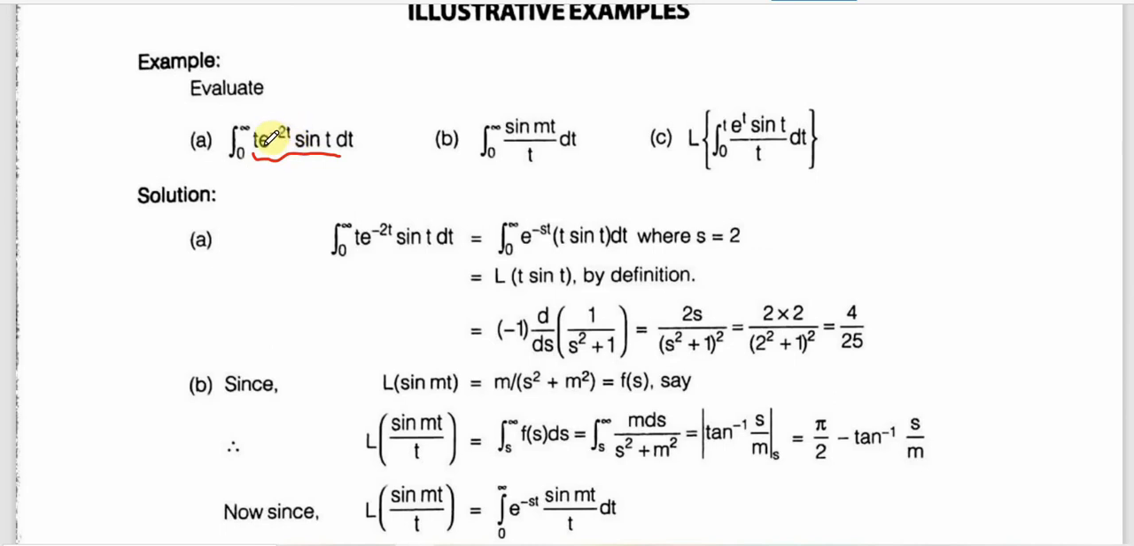See, if the integral from 0 to infinity of e to the power minus st into f of t dt is there, then it is the Laplace transform of f of t. So if we compare with e to the power minus st, here we have e to the power minus 2t, so s will be 2 here, and the function f of t is t into sin t. So we have to find the Laplace of t sin t.